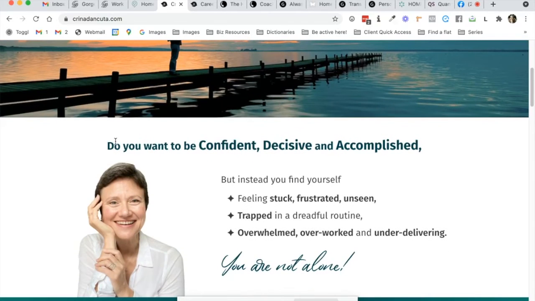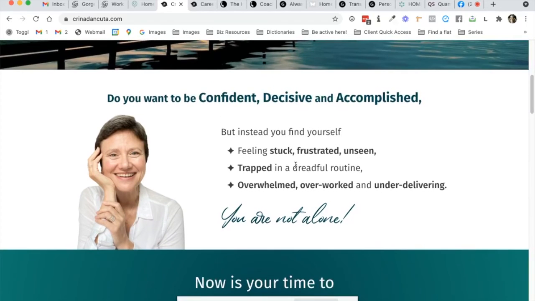So she starts here with, this is what you want: confident, decisive, accomplished. When I was in corporate still, I can totally relate to this. I wanted to be all these things, and I did feel stuck, frustrated. I didn't feel that I was moving ahead, that I wasn't really getting anywhere, and that the work I did was good. Everyone was happy about it, but no one really rewarded me with a promotion, and I didn't really know how to take the action myself to move on.